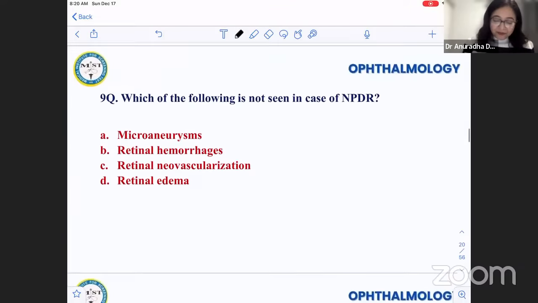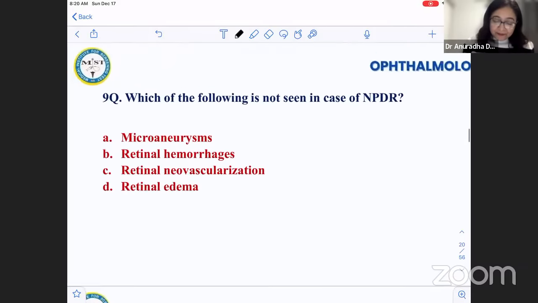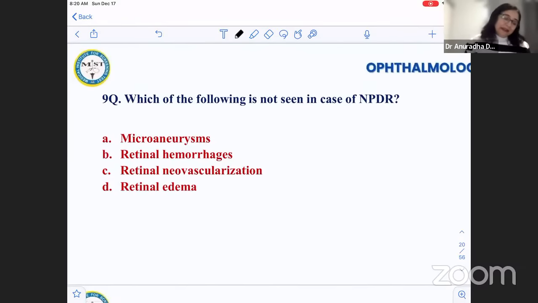Moving on to the next question, a very simple question based upon diabetic retinopathy. Which of the following is not seen in the cases of NPDR? Here, intentionally I have used the abbreviation because sometimes we have seen the examiner using the abbreviation, which is not ideal, but since it is a standard abbreviation, sometimes they may use that.